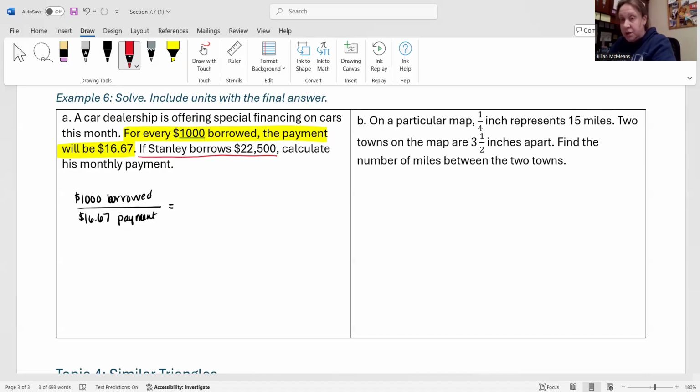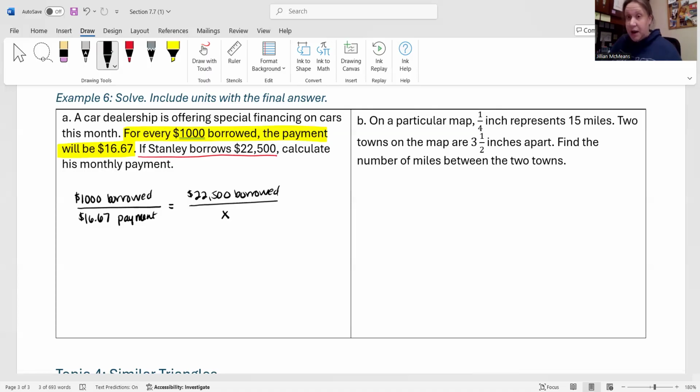So the thing with proportions is you have to set up common units horizontally. So if the numerator in my first ratio is dollars borrowed, the numerator in the second ratio needs to be dollars borrowed. If the denominator in the first ratio is the payment, the denominator in the second ratio needs to also be the payment. So we know that Stanley borrowed $22,500. We're going to use that to figure out what his payment would be. We don't know what his payment is. So we have a proportion. We have two expressions set equal to each other. We just want to cross multiply.